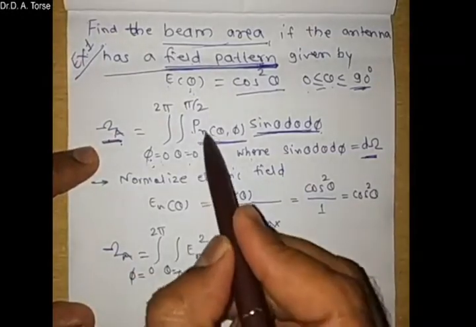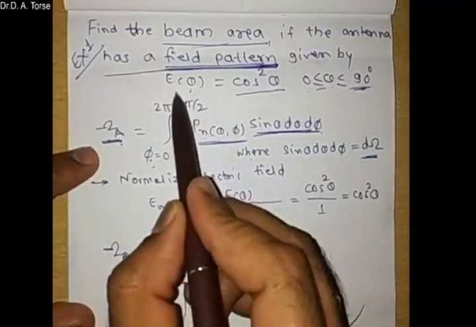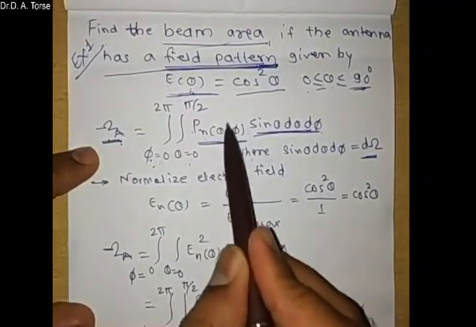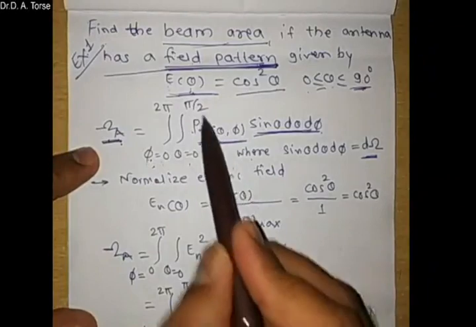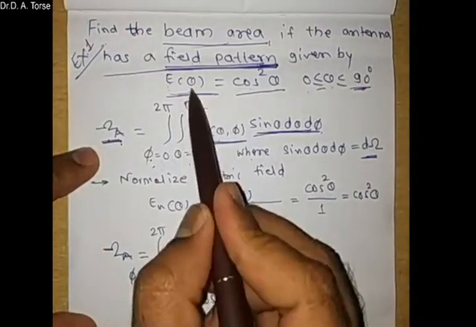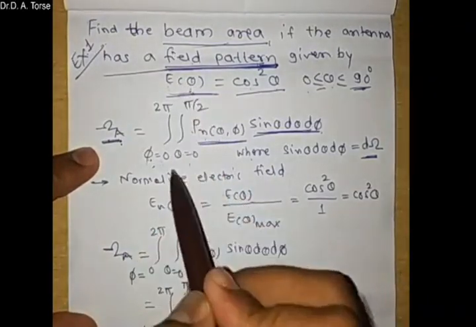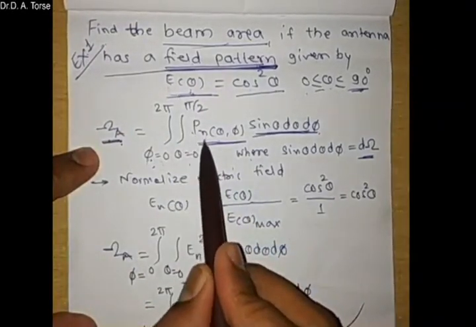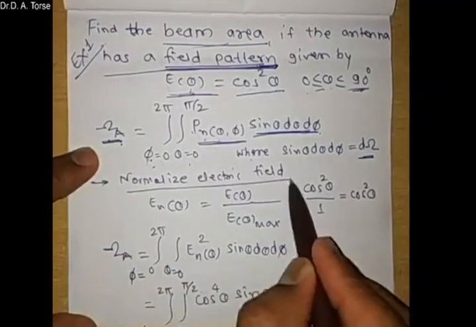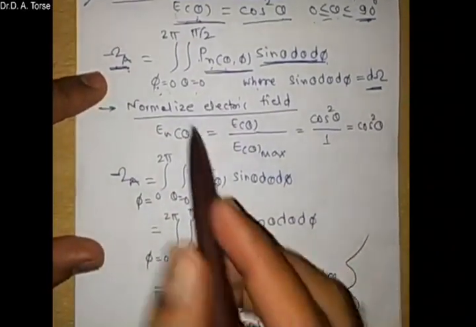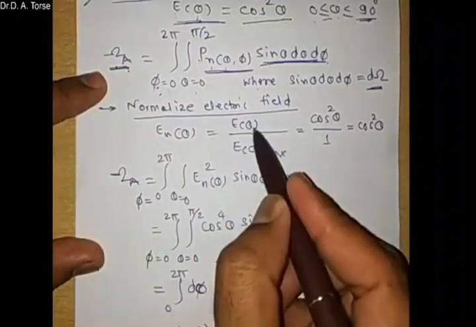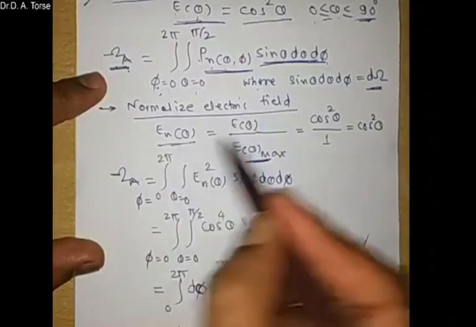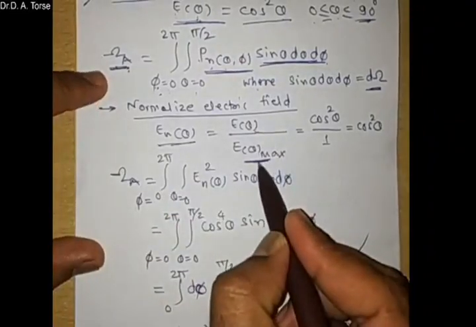Now, in order to find the power, because power is not mentioned in the numerical, electric field is mentioned. In order to find the power, we need to take the square of electric field term. But even before taking the square of electric field term, let us normalize the electric field because we need normalized power. So to normalize the electric field, we divide the given electric field by its maximum value. So En of theta is E of theta divided by E theta max.